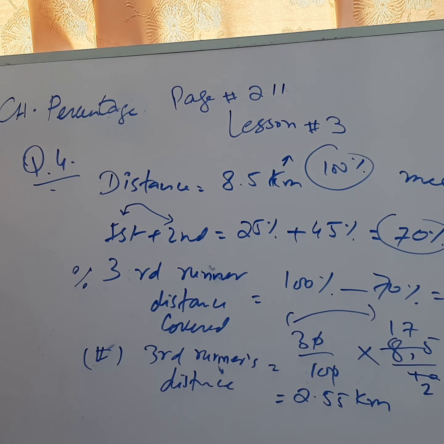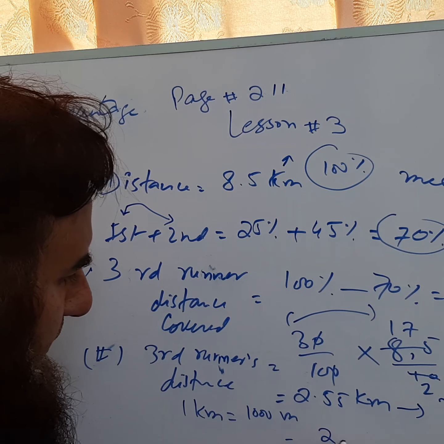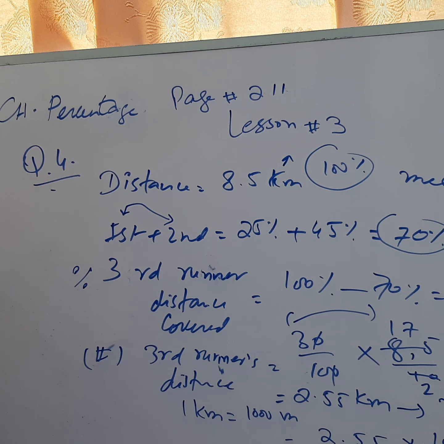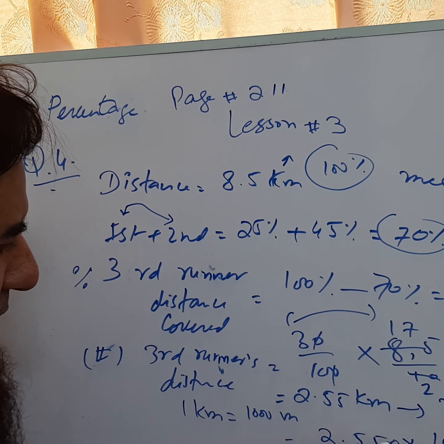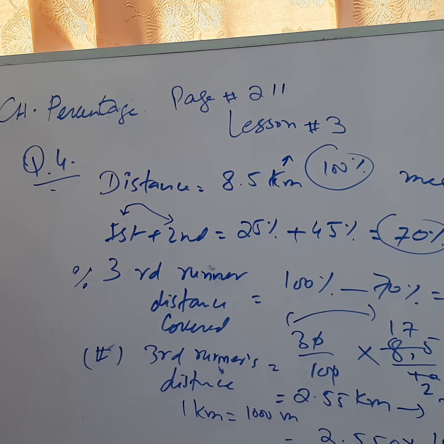We need to convert this kilometer into meters. We know that 1 kilometer is equal to 1000 meters. It means if we multiply this 1 with 1000, we get 1000 meters. We just need to multiply 2.55 with 1000. There are 3 zeros. We need to move this point towards the right side 3 times. 1, 2, there is nothing, 0 and 3. 2550. 2550 meters was the distance covered by the third runner. So this is the answer.